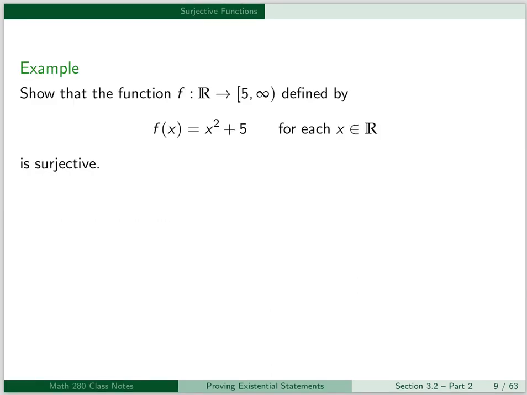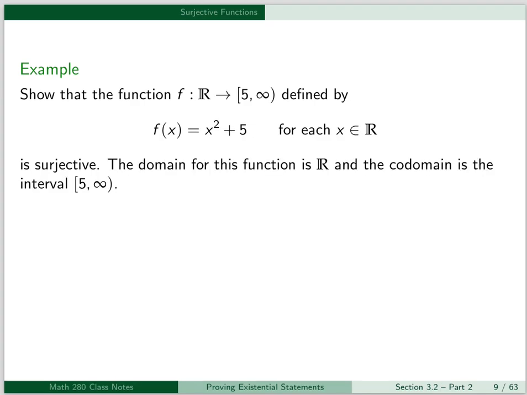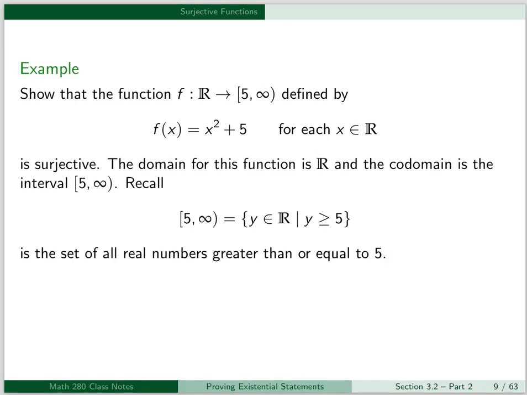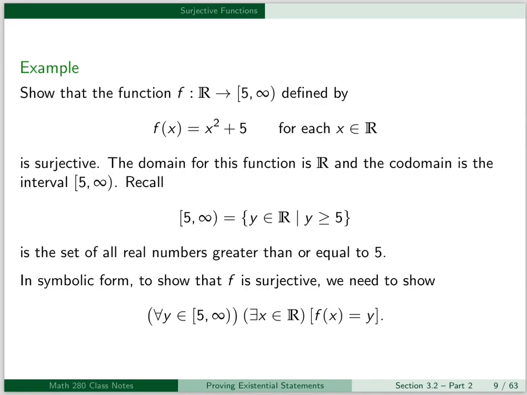For our first example, we want to show that the function f from R into the interval from 5 to infinity, defined by the formula f of x equals x squared plus 5 for each x in R, is surjective. Now note the domain for this function is R, and the codomain is the interval from 5 to infinity. And recall that the interval from 5 to infinity is the set of all real numbers y such that y is greater than or equal to 5. In symbolic form, to show that f is surjective, we need to show for all y in the interval from 5 to infinity, there exists an x in R such that f of x equals y.